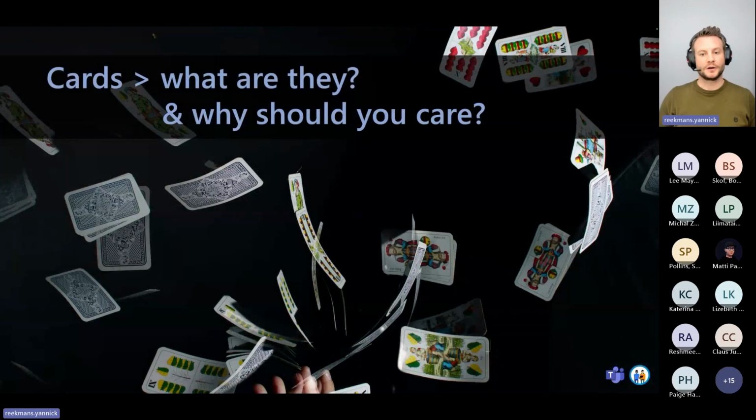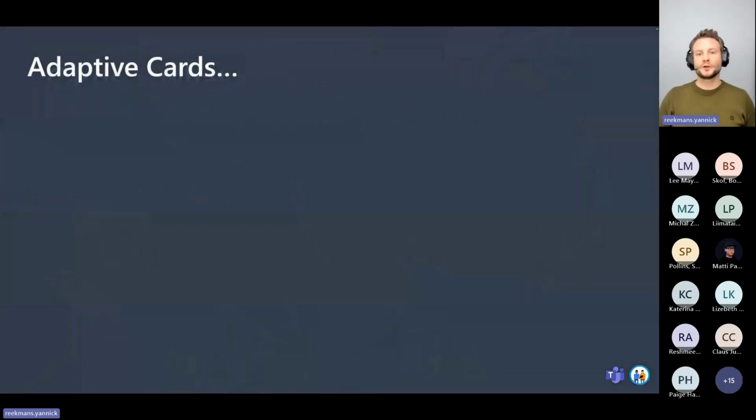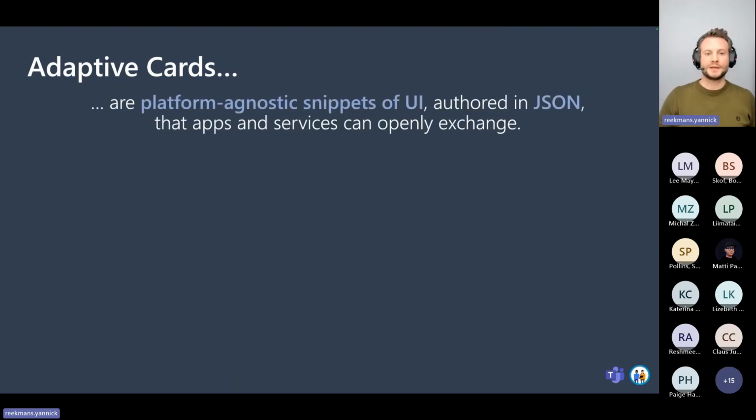First of all, cards or adaptive cards. What are they and why should you care? I start first with adaptive cards because cards for Power Apps is an extension on top of adaptive cards. Adaptive cards are platform agnostic snippets of UI. They are created in JSON, and it's an open standard that can be exchanged between apps and services.